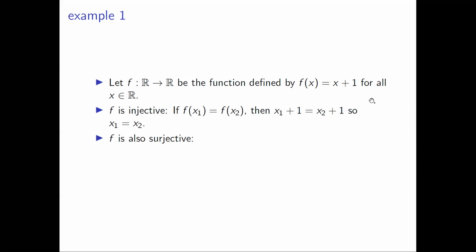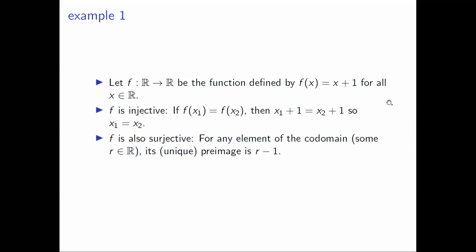We can also see that f is surjective. The way to see that is, for any element of the codomain, and the codomain here is the real numbers, given some real number r, its preimage is r minus 1, and it has a unique preimage. And since f is both injective and surjective, we can say that f is bijective. F is a bijection.